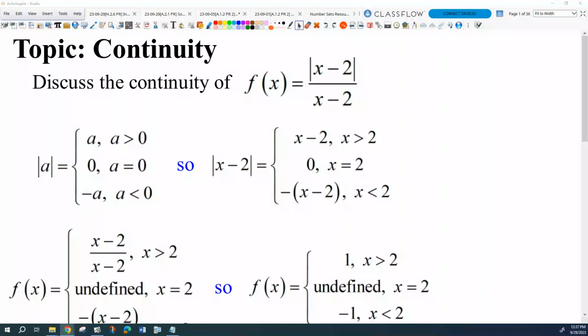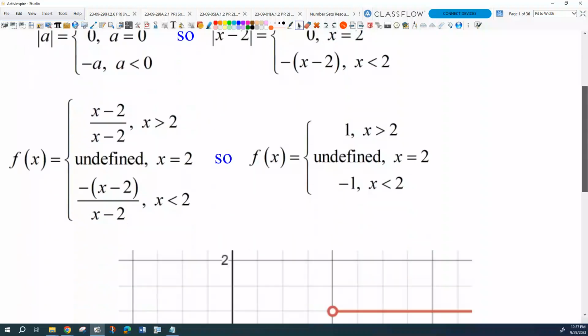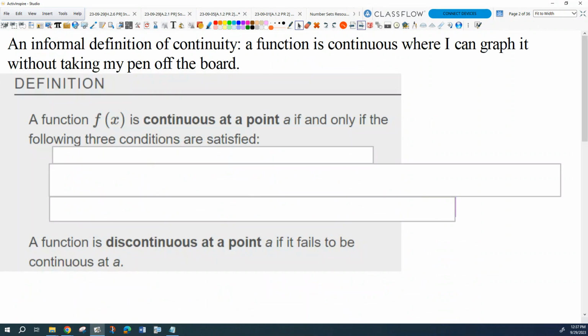Today we are moving on to talking about continuity, strongly related to limits. So continuity, what does it mean? I kind of got this out of order just a little bit, I think. Let's go here for a second.